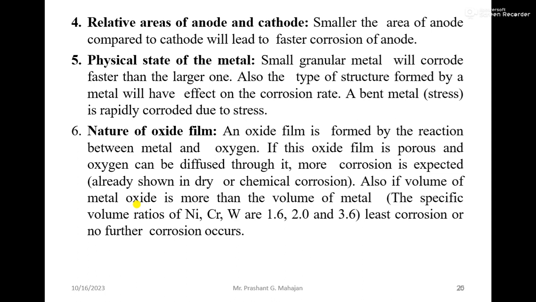And last, the sixth one, is nature of oxide film. Porous oxide film will be non-protective, and non-porous oxide film will be a protective oxide film. You can see the example. If the volume of the metal oxide is more than the volume of the metal, as the specific volume ratios of nickel, chromium and tungsten are given as 1.6 to 3.6, least corrosion or no further corrosion occurs. That is depending upon the Pilling-Bedworth rule.